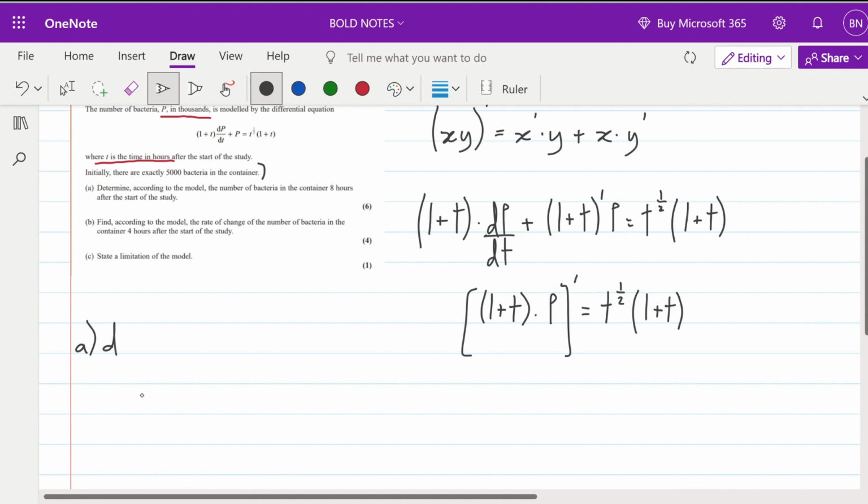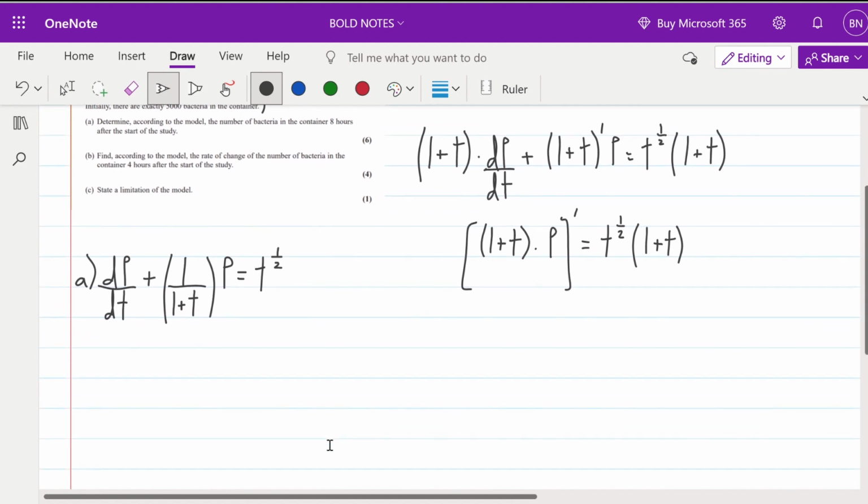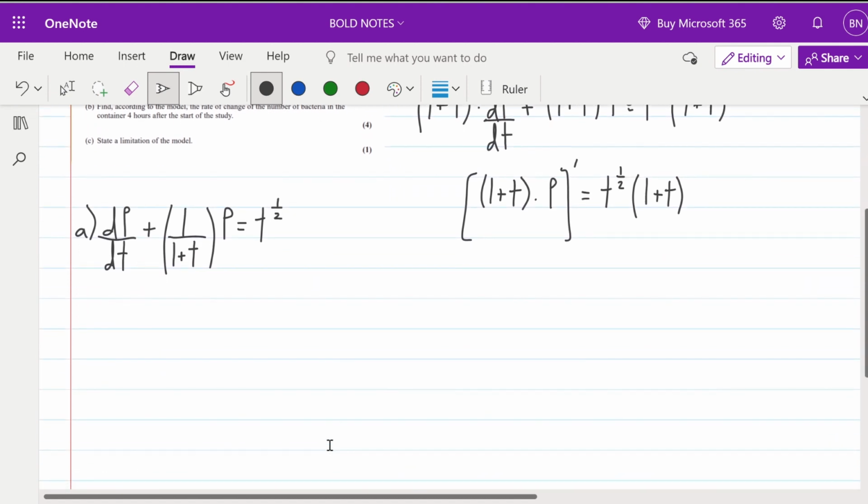So first step, dp by dt plus, and then 1 over 1 plus t, which is what we're dividing by, times p is equal to t to the half, and then it'll be 1 plus t divided by 1 plus t, so we'll just leave it like that. Now we're going to be introduced to something called the integration factor.